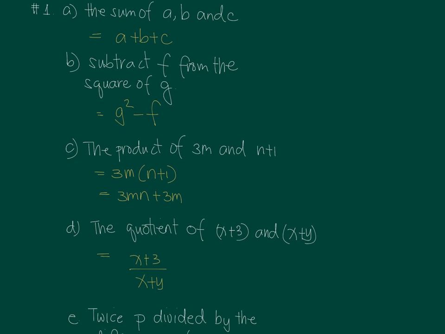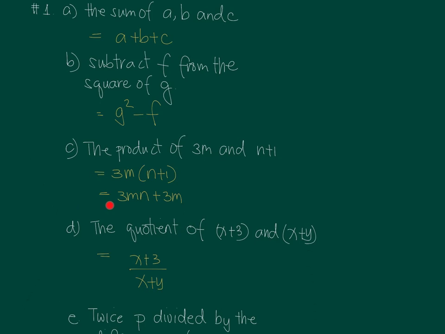In letter C, we need to express the product of 3m and n plus 1. So the product is the result of multiplication. So that means we have to multiply 3m and n plus 1. In algebra, when you multiply algebraic expressions, it is enough for you to have your 3m, then place a parenthesis for the n plus 1. This expression is already the translation for the product of 3m and n plus 1.